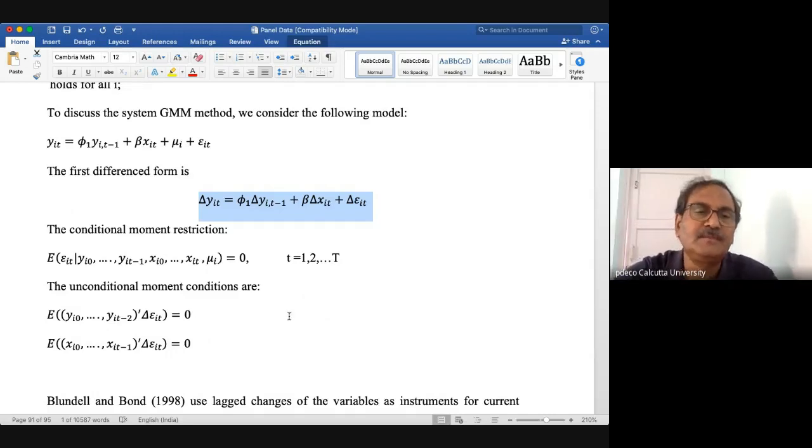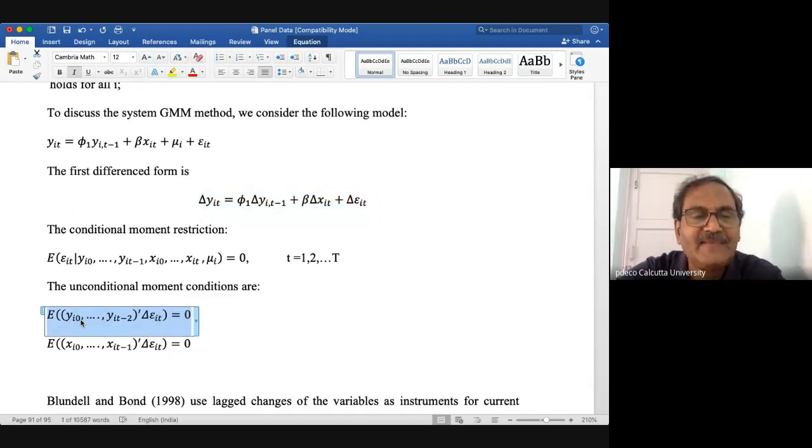In the Arellano-Bond model, you have used this unconditional moment condition by taking lagged values of the variable as an instrument. In terms of the model we have considered now, you have another variable xit. So in terms of the past values of the variable, the moment conditions used in Arellano-Bond are just like this.